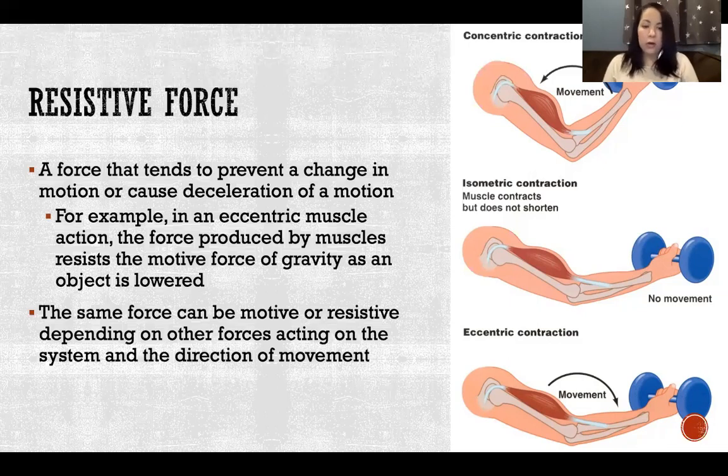So the same force can be motive or resistive depending on other forces acting on the system and the direction of movement. Like the example of biceps brachii, it's the same muscle producing the same force, but when we're going in flexion, it's acting concentrically, and that's the motive force. And when we're extending the elbow, now it's acting eccentrically and acts as a resistive force against gravity. So the force itself didn't change, but what changed is what other forces are acting and the direction of the movement.